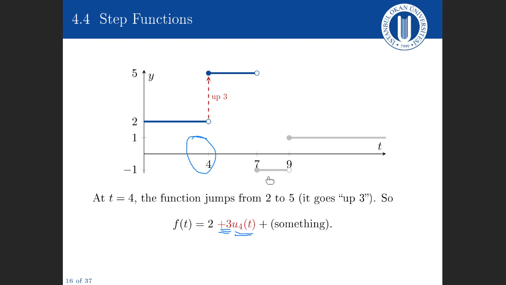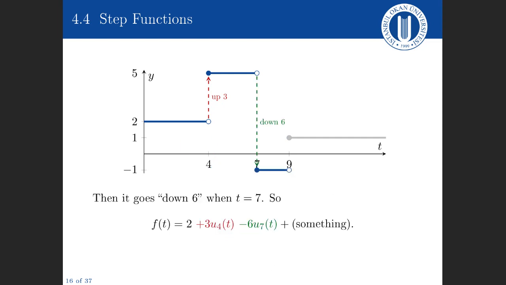We move on to the third part. The function goes down 6 at 7. Goes from 5 to minus 1, so it goes down 6. So now we can add on minus 6 u7. Minus 6 because it goes down 6. u7 because the change happens at t equal to 7. We still haven't finished yet. We still have plus something on the end.